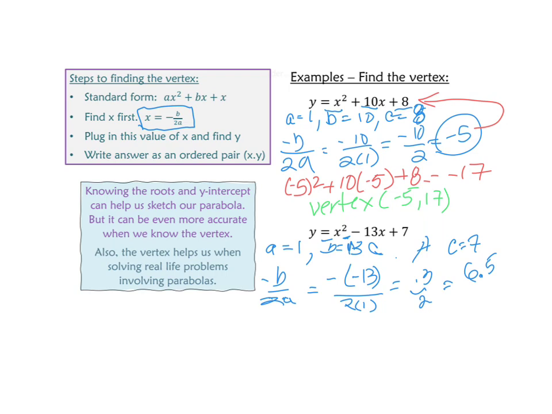If we plug this 6.5 into our equation here, we would get a y that equals negative 35.25.